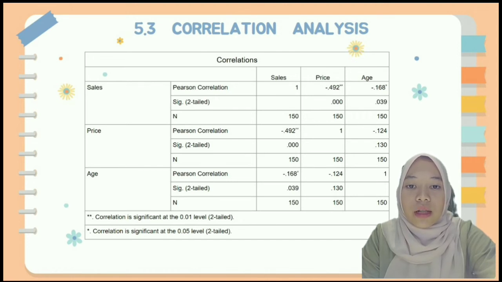All three values are less than 0.3. Thus, we can conclude that there is no correlation between the three variables. So, the result of the Pearson correlation is accepted.